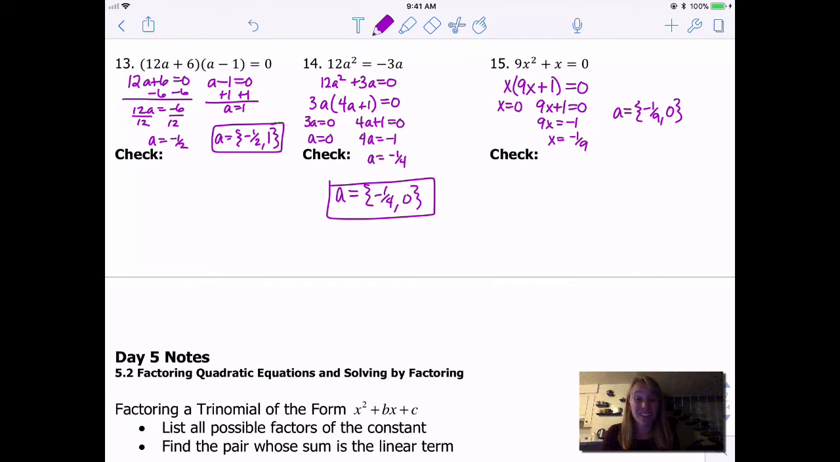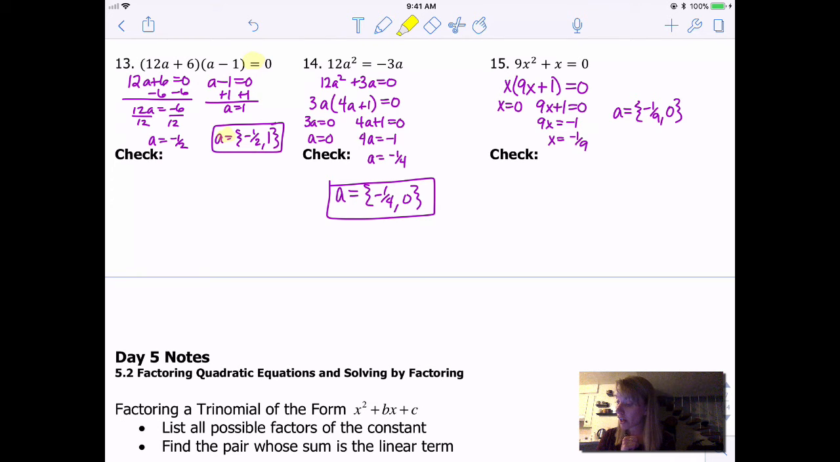Number 13, it should be pretty straightforward. You've got 2 factors already, so set each equal to 0. When you do that math carefully, you should get -1/2 and 1 for your a values. Please make sure you have an equals in your problem. You should have an equals in your answer every time.